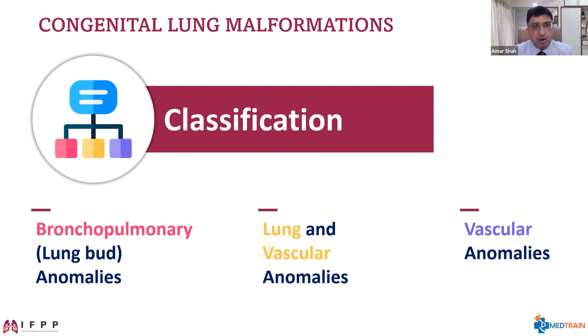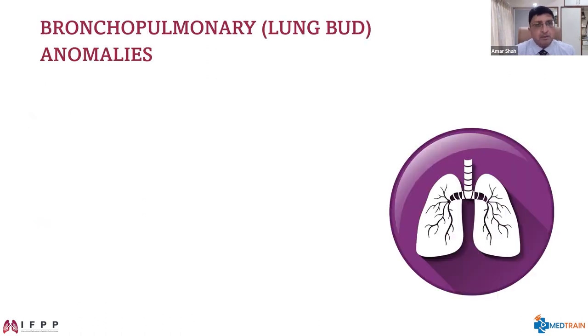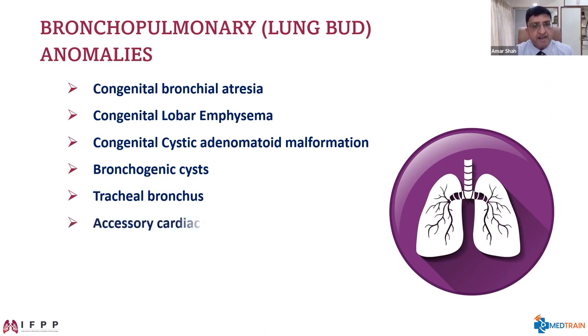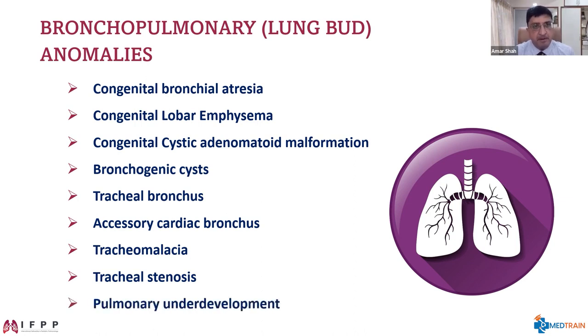Now the main chunk of anomalies would be the first group, that is, the bronchopulmonary anomalies. I've just enlisted them. These are congenital bronchial atresia, congenital lobar emphysema, congenital cystic adenomatoid malformation, bronchogenic cysts, tracheal bronchus, accessory cardiac bronchus, tracheomalacia, tracheal stenosis, and pulmonary underdevelopment. Now we'll discuss each of these pathologies in brief detail.